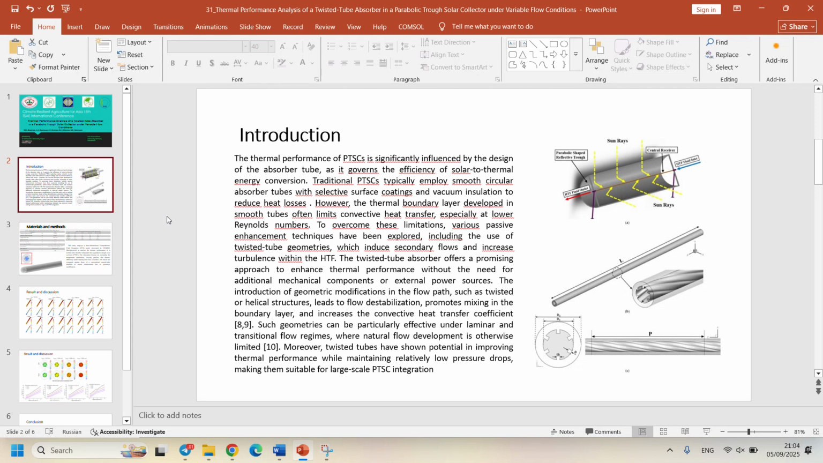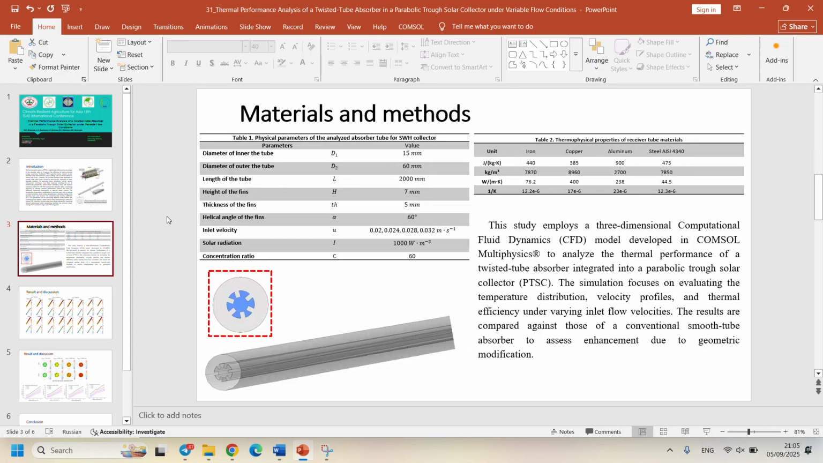The introduction of geometric modification in the flow paths, such as twists or helical structures, leads to flow destabilization, promotes mixing in the boundary layer, and increases the convective heat transfer coefficients. Such geometry can be particularly effective under the laminar and transitional flow regime, where natural flow development is otherwise limited. Moreover, twisted absorber tubes have shown potential in improving the thermal performance while maintaining relatively low pressure drops, making them suitable for large-scale PTC integration.